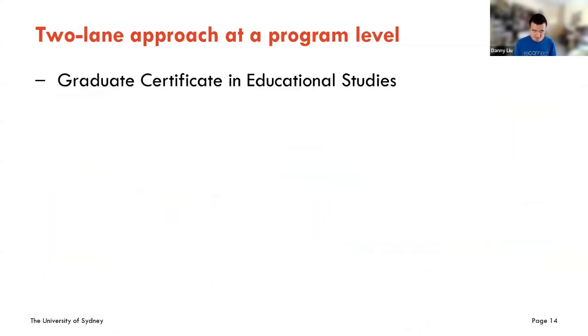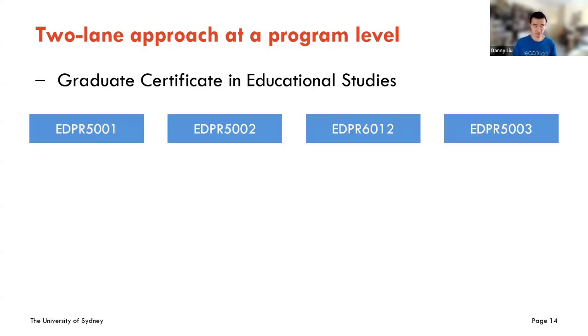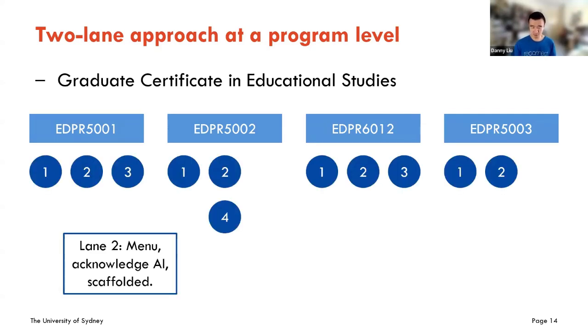So just a final example of a two-lane approach. This is a program that I teach into. It's called the Graduate Certificate in Educational Studies. It has 4 modules. And as part of these 4 modules, what we did last year is we actually turned almost all of the assessments in these 4 modules over to a Lane 2 assessment.